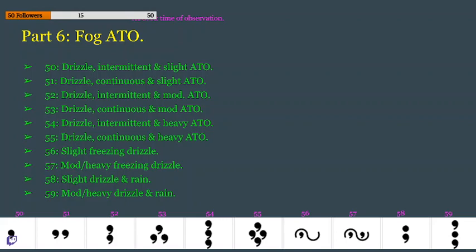50 and 51. Drizzle: 50 is intermittent and slight drizzle. 51 continuous and slight drizzle. 52 intermittent and moderate drizzle. 53 continuous and moderate drizzle. 54 intermittent and heavy drizzle. 55 continuous and heavy drizzle.